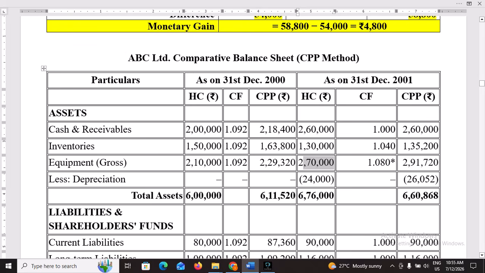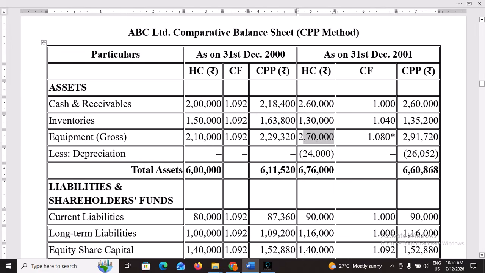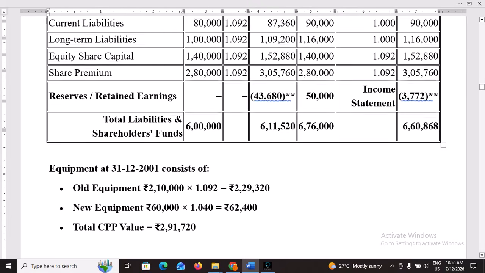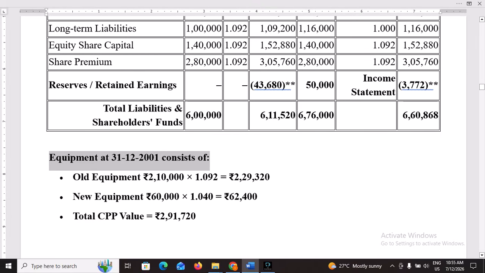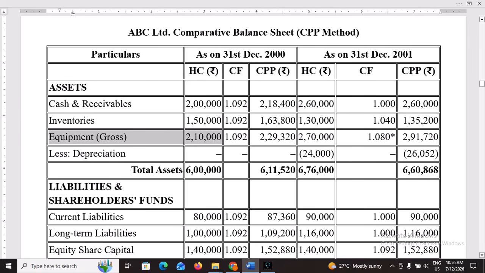Now equipment gross. The closing value is 2,70,000. So for equipment gross the factor is 1.080. For equipment gross I have to calculate the closing value. So equipment at 31/12/2001 consists of old equipment. Old equipment opening is 2,10,000. Conversion factor 1.092. Closing value is 2,29,320.